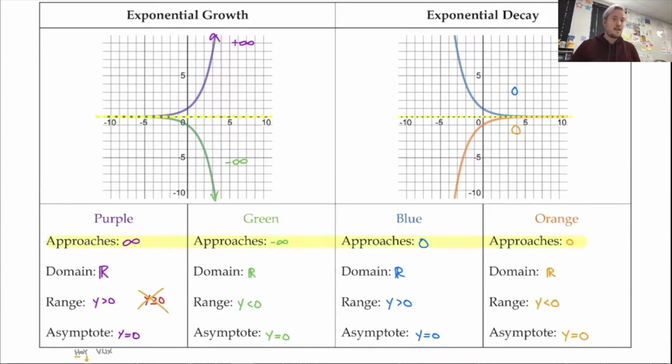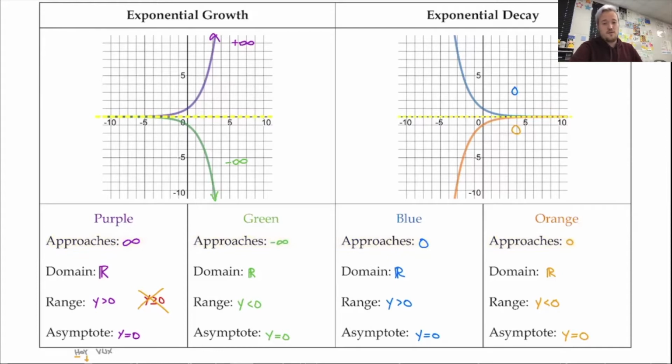Sometimes I may give you the table. Sometimes I may give you a sequence. Sometimes I may give you an equation. You have to look to see what it's approaching in order to determine if it's a growth or a decay. So if it's approaching infinity or negative infinity, the numbers are getting bigger, it is a growth. If the numbers are getting smaller on the y side, then it is a decay.